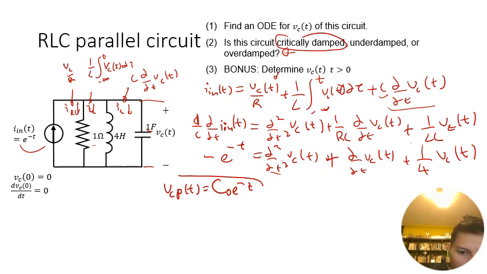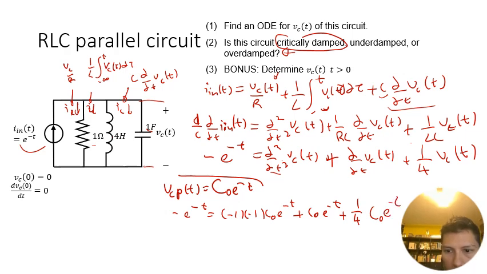So I'm going to get negative e to the negative t equals negative 1 C0 e to the negative t plus C0 e to the negative t plus 1 over 4 C0 e to the negative t. Oh yeah, I have to take the derivative here, so this becomes a negative 1. Okay, well, negative 1 minus 1 plus 1/4 is just negative 1/4 C0 e to the negative t. So this gives me that C0 is actually equal to negative 4.